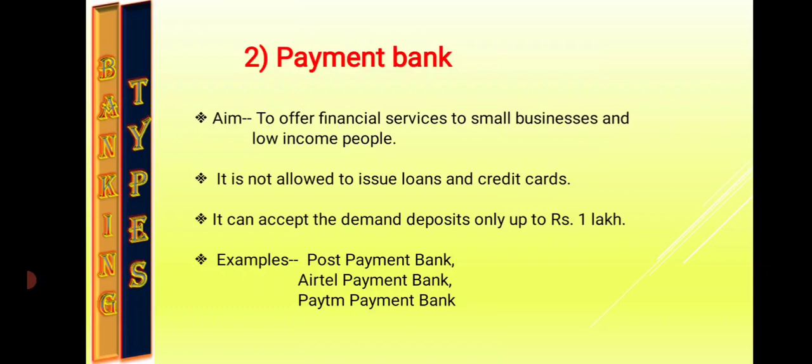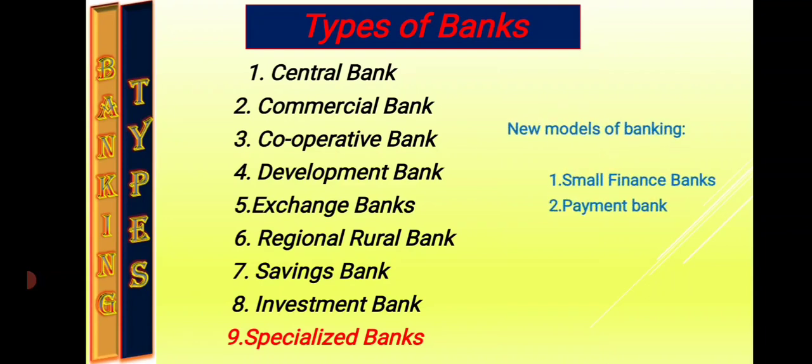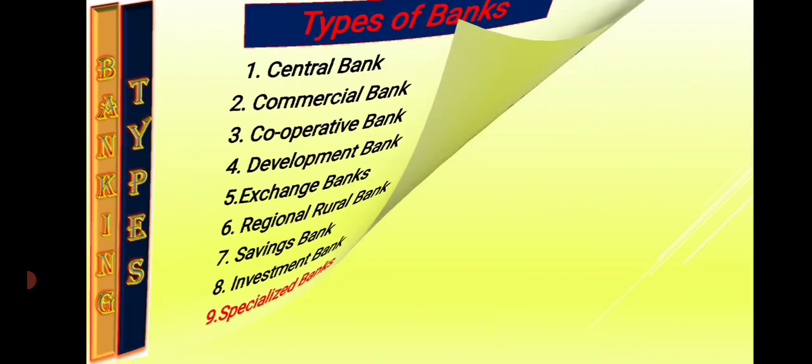Now we understood all 9 types of banks and also the new modes of banking. Let's have a quick recap. We studied 9 types of banks, that is central bank, commercial banks, cooperative bank, development bank, exchange banks, regional rural bank, saving bank, investment bank and some specialized banks, and some new modes of banking, that is small finance banks and payment banks. Hope you understood all.